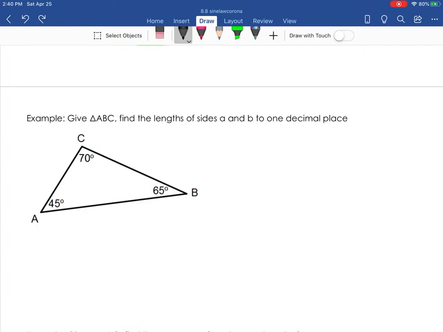Okay, so maybe it's easiest to see if we do a problem. So given triangle ABC, find the lengths of the sides A and B to 1 decimal place. Okay, so I'm going to write out steps, if you're a step kind of person. We need to label the sides.